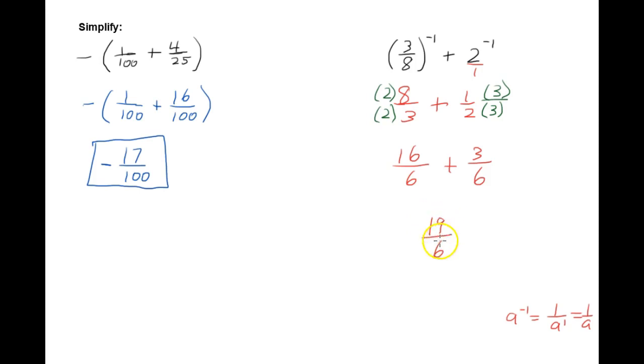And we'll just leave that as an improper fraction. We cannot simplify this anymore. That is, there is no common factor that we can divide out of the numerator and denominator. So that is our final answer.